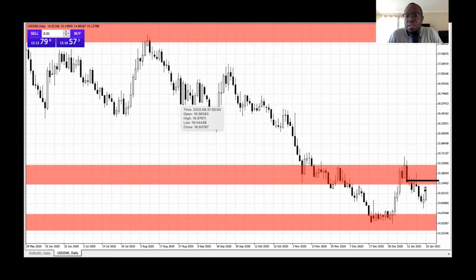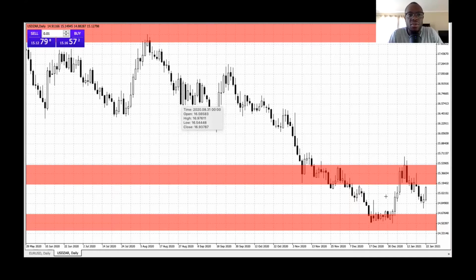The bullish confirmation for me will come when the price breaks above this high and also above 15.53905, pulls back to form a higher low, and then goes all the way up in a series of higher highs and higher lows, establishing a new bullish trend. So these are the two scenarios that I'm expecting as far as the USDZAR daily chart is concerned.